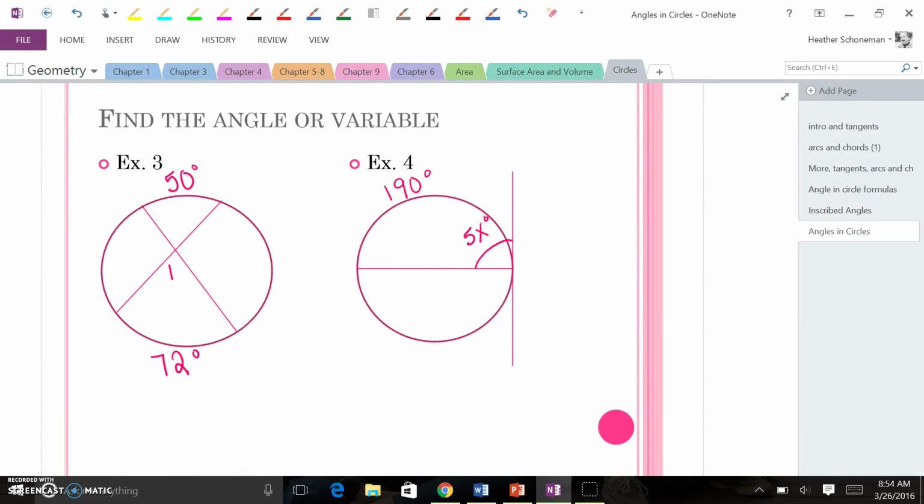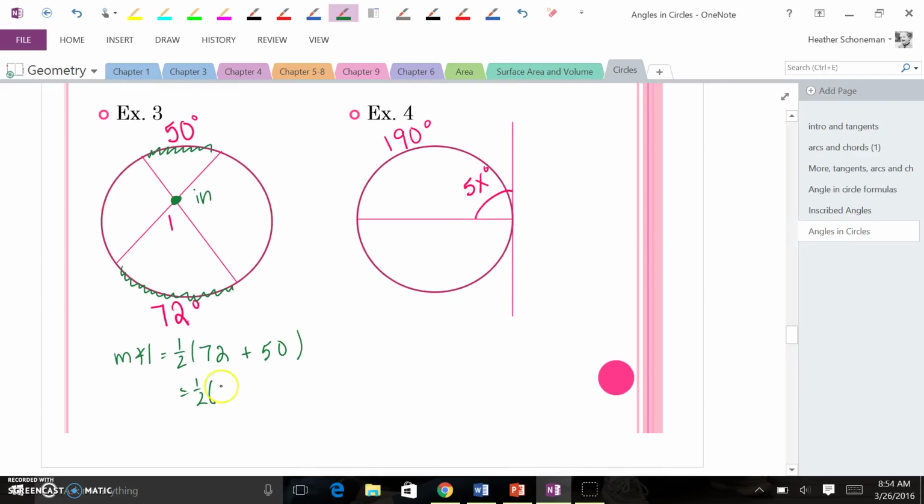Example 3. Here's the vertex. It's inside the circle. So when it's inside the circle, the angle, which is angle 1, equals 1/2. And when it's inside the circle, we end up with two intercepted arcs. Well, in that case, it's going to be 1/2 the sum of the two arcs. So 72 plus 50. If we add those together, 72 plus 50 is 122. So it's going to be half of 122, which is just 61.